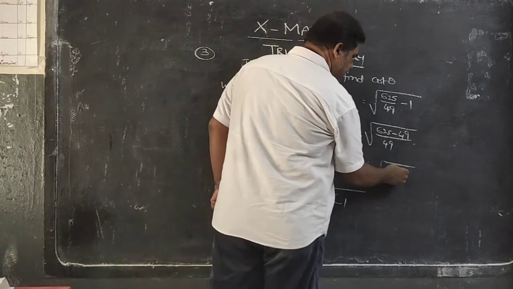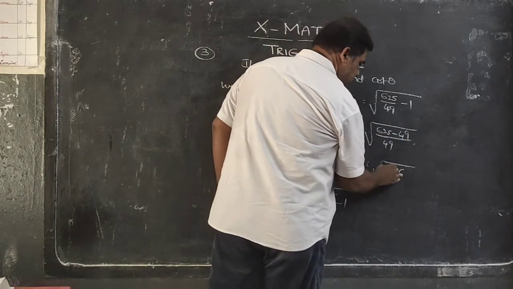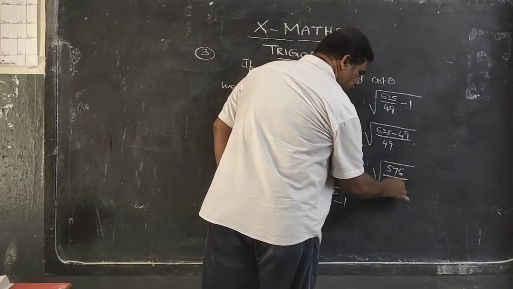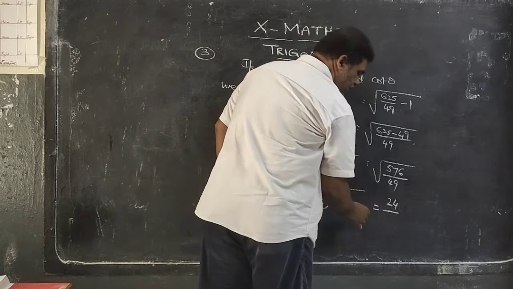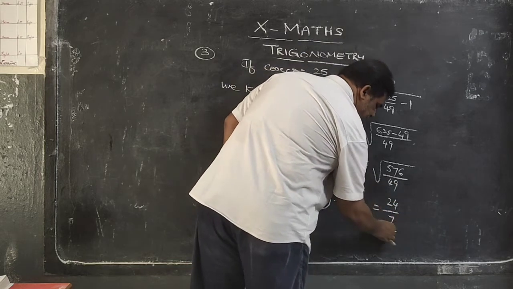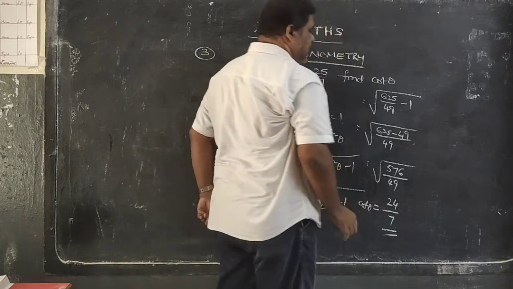15 minus 9 is 6. 11 minus 1 is 7. So it is 576 by 49. Square root of 576 is 24. Square root of 49 is 7. So cot theta value we got 24 by 7.